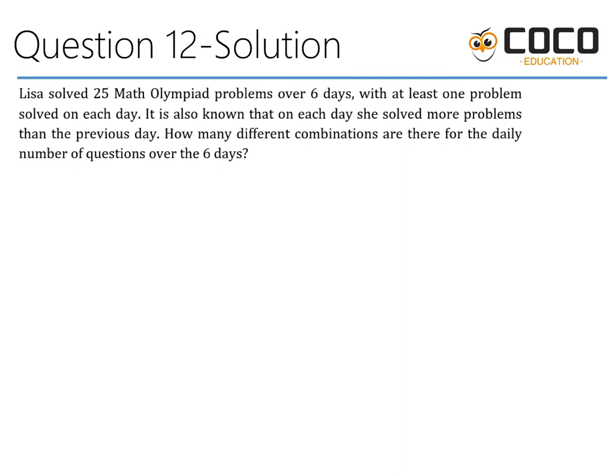Question 12. She solved 25 questions over 6 days. So there is at least one question solved per day. And then it says that on each day she solved more questions than the previous day. Now, if the first day is 1 question, the second day is 2. So if each day increased by 1, the total over 6 days will be 21 questions. Here we have 25 questions. So we need to increase the total by 4.